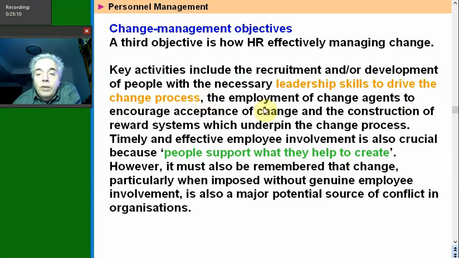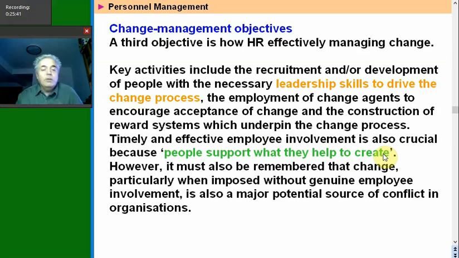So the employment of change agents to encourage acceptance of change, and the construction of reward systems which underpin the change process. Timely and effective employee involvement is also crucial because people support what they help to create. For example, if you find a way that the employees can participate in the change, they will be more willing, right, to stay and to support. Because if the change is imposed, they did not participate.